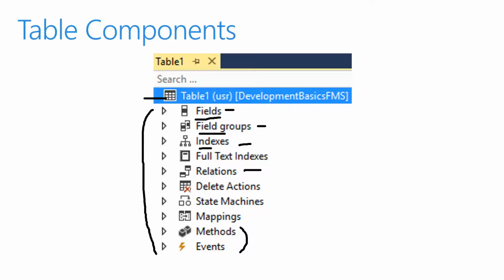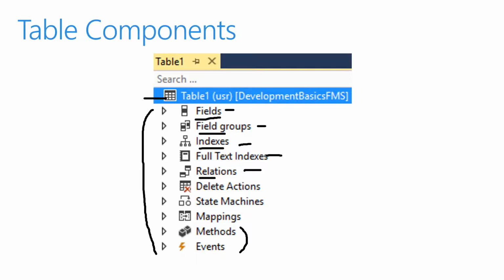We also have indexes below field groups, which are a way to speed up the retrieval of data from a table. For example, if we often select only the customer ID and customer address in queries, we may want to create an index on those two fields to speed up the queries that are selecting those specific fields. We also have full text indexes right below indexes, and these are similar to regular indexes, but they're optimized specifically for substring text search.